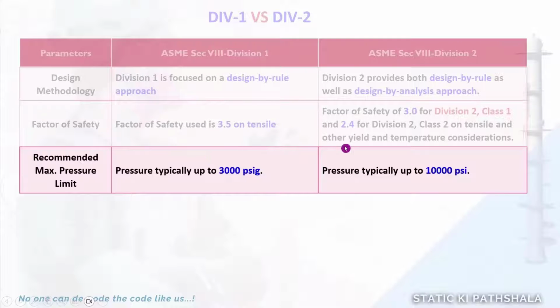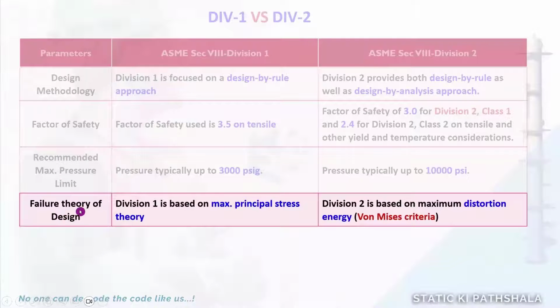The lower limit for both starts from 15 psi. So here it is 15 psi to 3000, and here it is 15 psi to 10,000. So this is called design by rule, and this is called an alternative rule, right? All the pressure vessels which can be designed with the help of division 1, having a pressure range lower than 3000 psi, can very well be designed with the help of division 2 as well. But the upper limit is 10,000 psi.